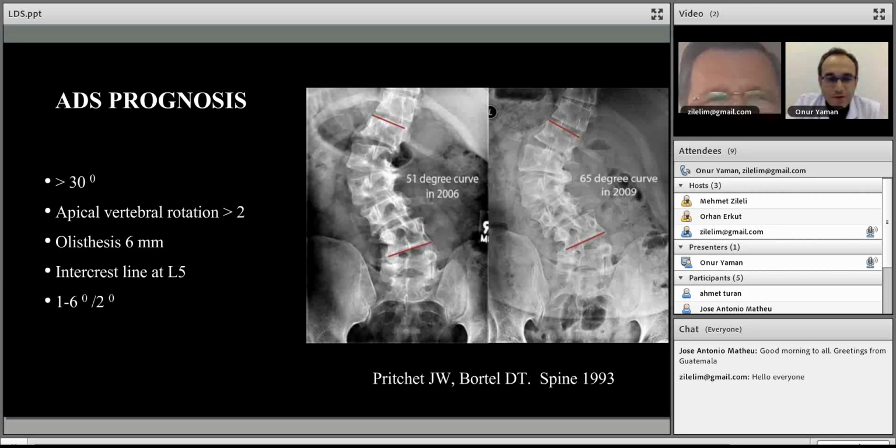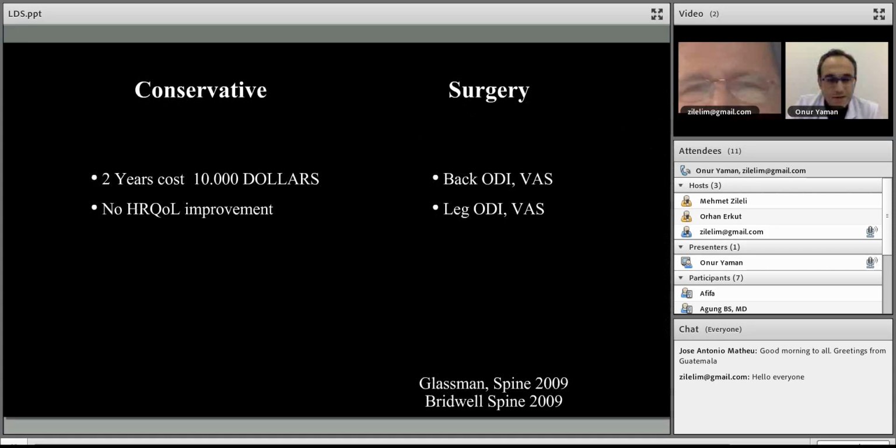If we talk about the natural history of the lumbar degenerative scoliosis, does it progress? Yes, it progresses. What kind of lumbar degenerative scoliosis is progressing? If the curve is greater than 30 degrees, and if the vertebral rotation of the apical vertebra is greater than 2, and if the lateral listhesis of the deformity is greater than 6 millimeters, and if the intercrest line is over L5, we know that it will progress. And we have to operate these patients.